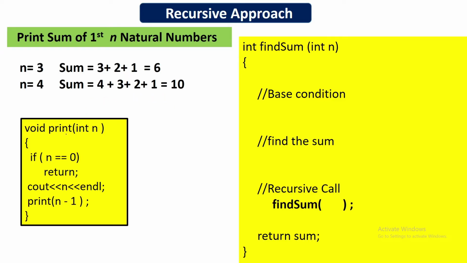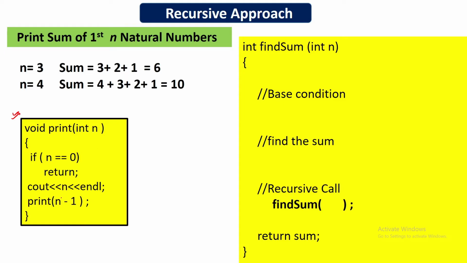Basically this is the program that we did in the previous video, which, as I told you, was generating the numbers in descending order. Like if we give n equal to 3, then it will print 3, 2 and 1. So this call was decrementing the value of n. Initially n was 3, so it sends the next call as print of 2, then print of 1, and so on.